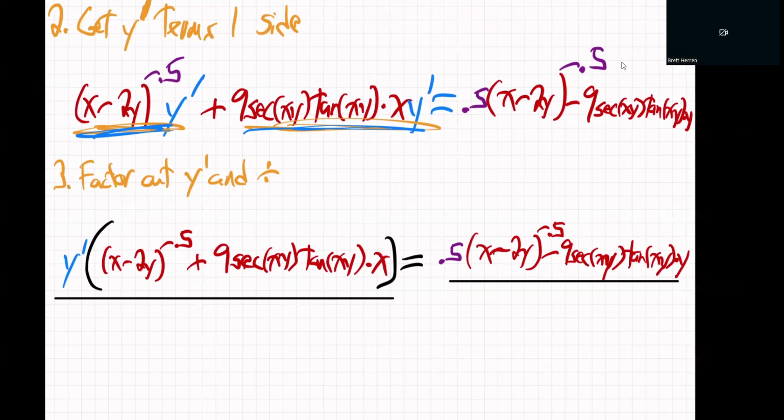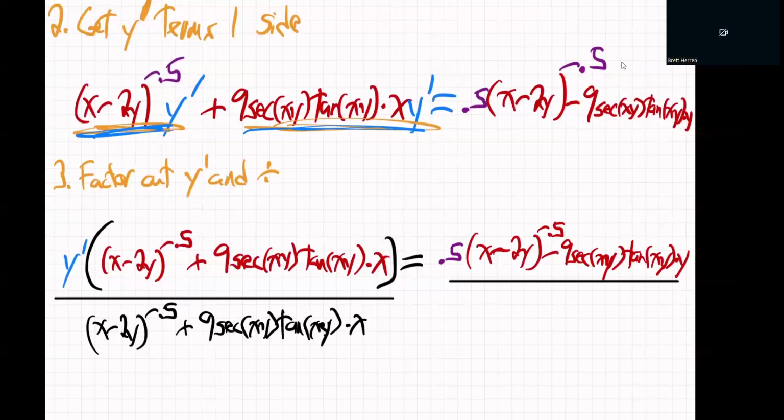Both sides by x minus 2y to the minus 0.5 plus 9 secant xy tangent xy x. So what do we do to one side? Yeah, no choice. Do the same thing to the other to keep them equal. This is high-level math science kind of stuff here, isn't it? It's a mess.